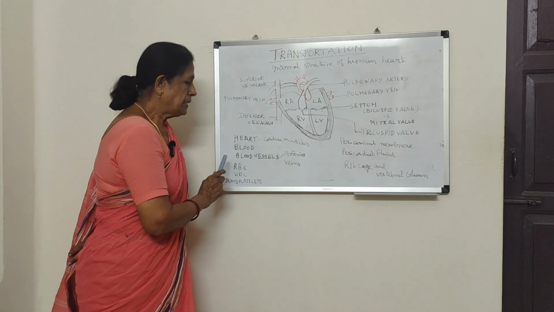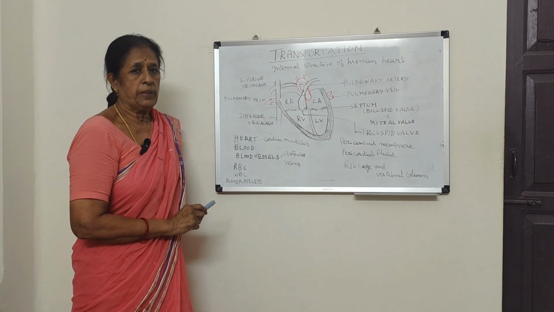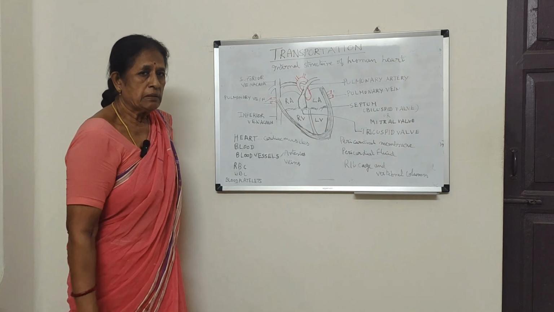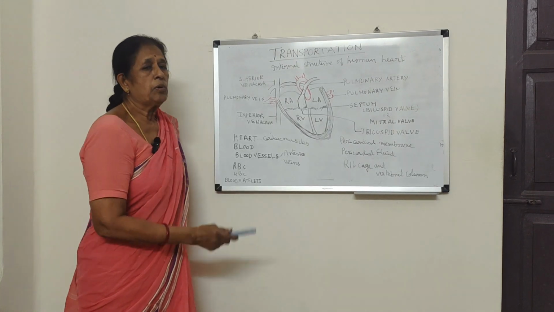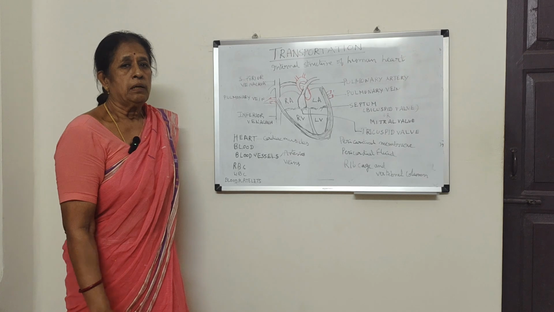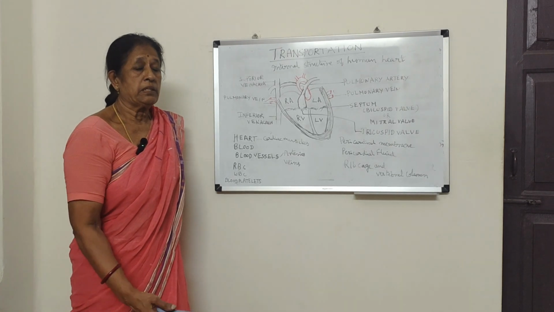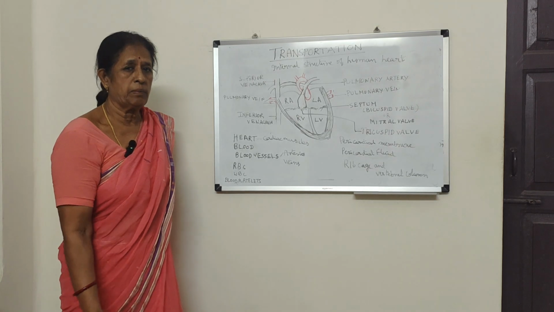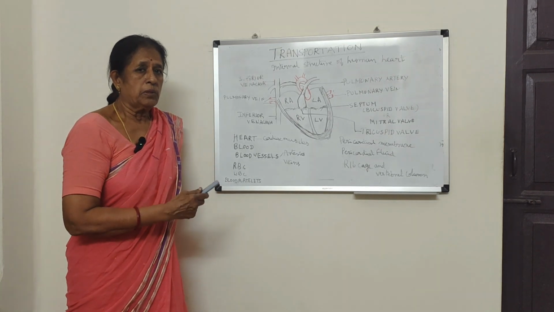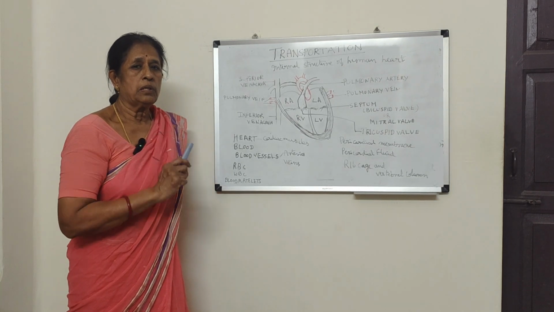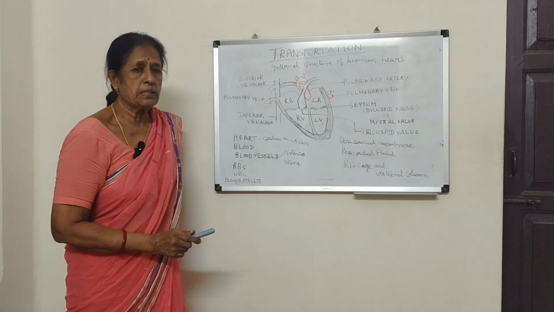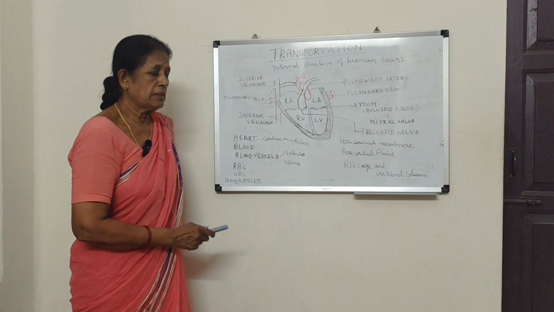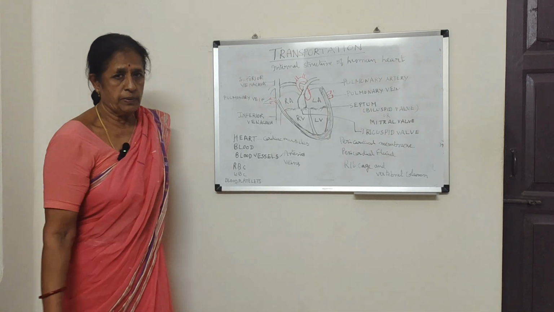RBC contains hemoglobin. Due to the presence of hemoglobin, the blood is red in color. This hemoglobin plays an important role in the transportation of oxygen and carbon dioxide. Through the blood, the hemoglobin goes to all the cells and supplies oxygen to all the cells, and it collects carbon dioxide from all the cells. That is the important function of RBC.